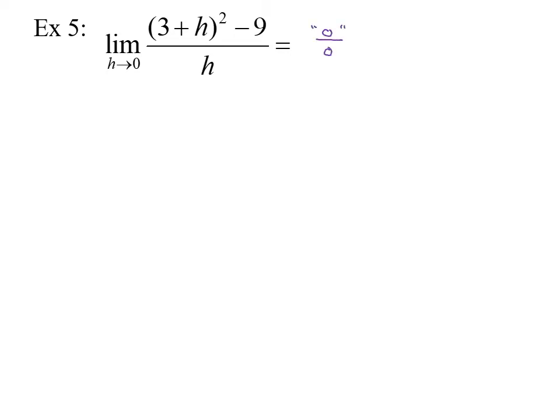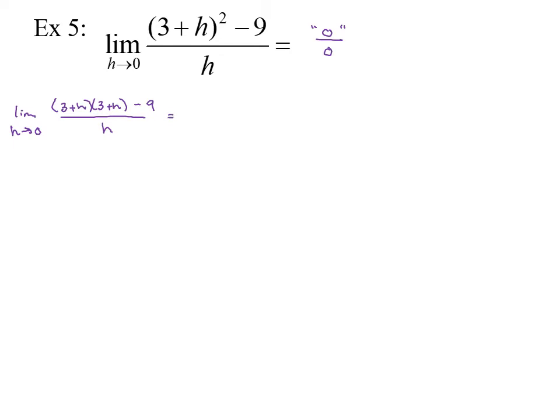if you try to plug h's 0 in, you're going to get 0 over 0. That means something simplifies. Now, there's a few different ways I can think of. This does factor, but most of y'all probably won't recognize the factoring right away. So my philosophy is just simplify it. Just multiply stuff out. What if we were to rewrite this as the limit as h goes to 0 of (3 plus h) times (3 plus h) minus 9, all over h?